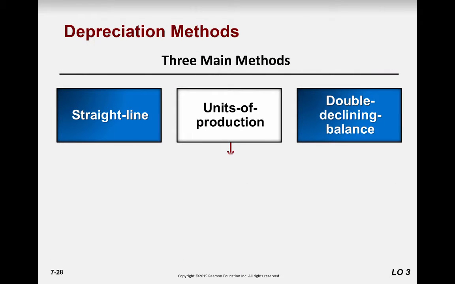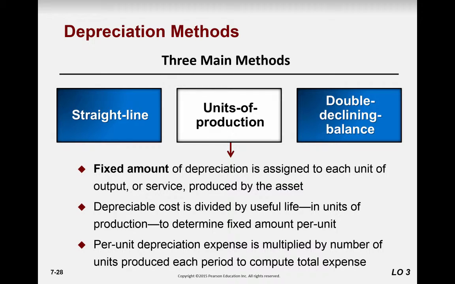Now for units of production. In this case, we're taking a fixed amount of depreciation, but we're assigning it to a unit. And then we're taking the depreciable cost, which is still the historical cost minus our salvage value. So that would be cost minus salvage value. Same thing we did for straight line, but now we're using our useful life in terms of units. And then the per unit depreciation expense, this amount that we calculated here, is now multiplied by the total amount of units produced.